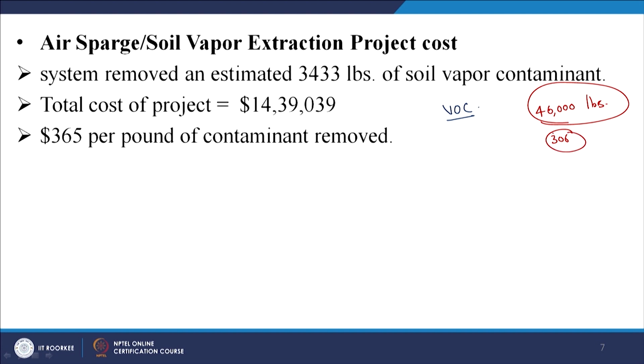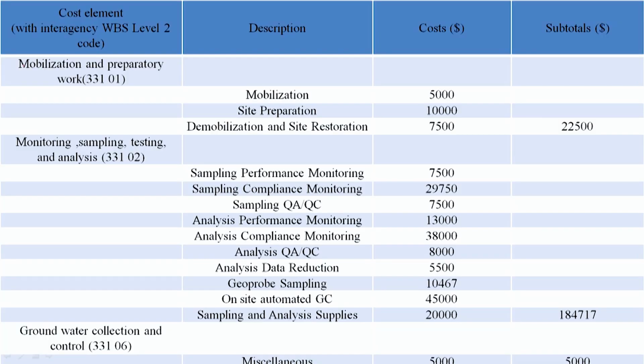But again, keep in mind that they pumped out a considerable mass of the contaminant for around 1.4 million dollars, right. So cost per pound turns out to be $365, that is typically reasonable. Let us look at the breakdown now, right.